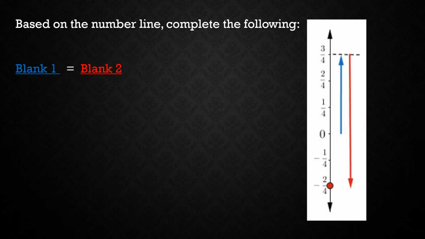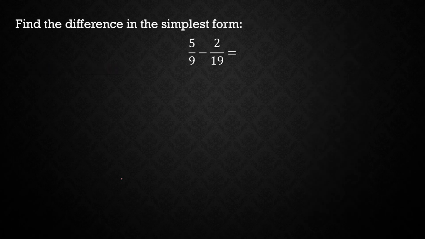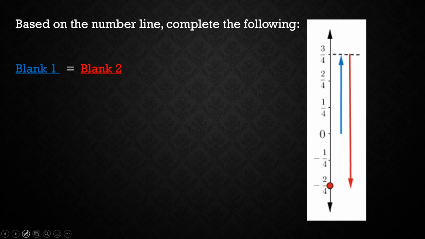Next problem, we're asked to complete these two blanks based off the following number line. The first blank is asking us to write a subtraction sentence. So for blank 1, if I look at my first arrow, it's going from 0 and it ends at 3/4. So my first number is going to be 3 over 4. And it wants to be subtraction, so I'm going to have a minus.